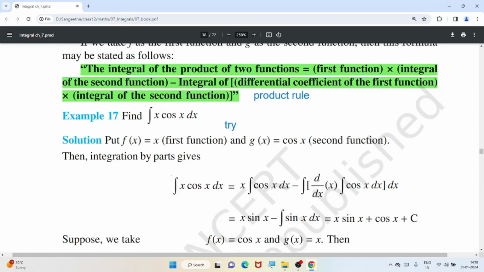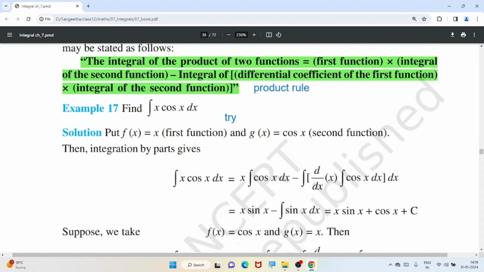So x cos x, a product: the first function is x, the second function is cos x. So first function into the integral of the second function, that is x times the integral of cos x, minus the integral of the differential coefficient of the first function into the integral of the second function, the integral of cos x dx. This is how the first function and second function are used in this rule.